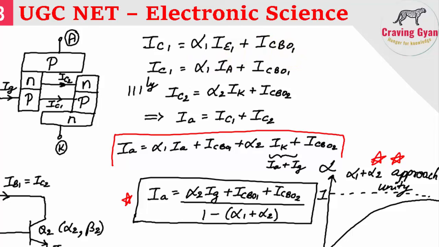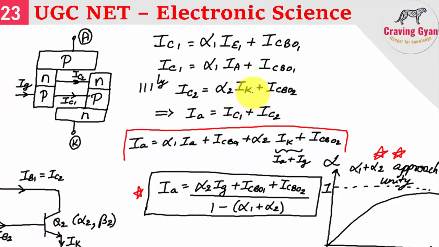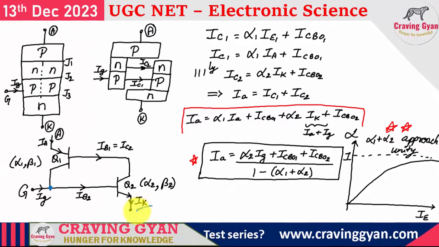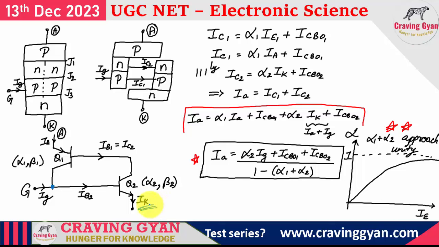So what is the emitter current you're going to get? It is the anode current. So I'm going to represent this IE1 as IA. Similarly, for the second transistor, I'm going to get IC2 equals alpha 2 times of what is the emitter current. Emitter current is nothing but the cathode current plus ICBO2. So we know that the emitter current is equal to the collector current plus the base current. So based on this, what I'm going to get? The anode current is equal to the collector current of the first transistor plus the base current, which is the collector current of the second transistor. If I'm substituting, I get IA equals alpha 1 times IA plus ICBO1 plus alpha 2 times IK.